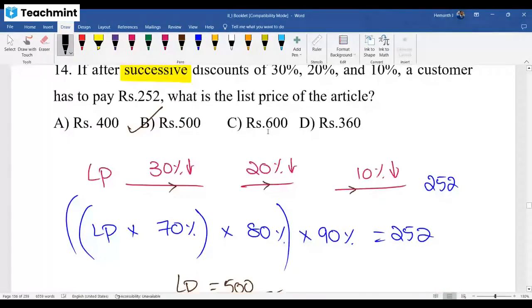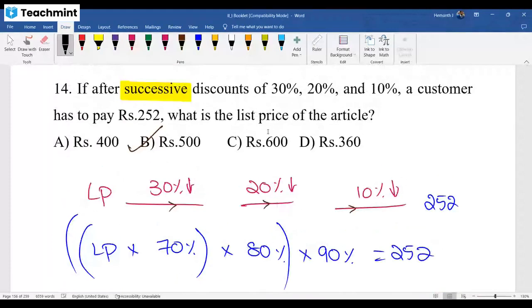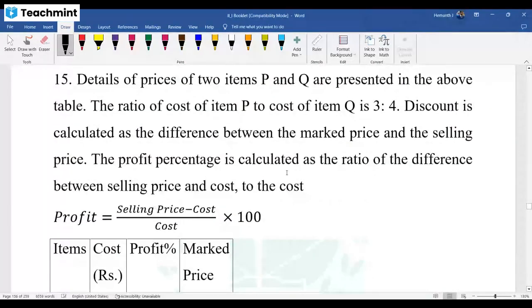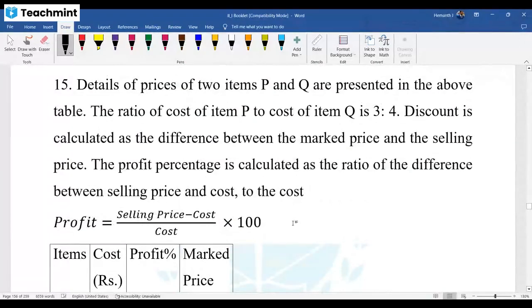Are you clear with this question? Are you clear with this approach? Done. So we'll go for the next one. See the last question. We know the profit percent formula. They given that also in the question.